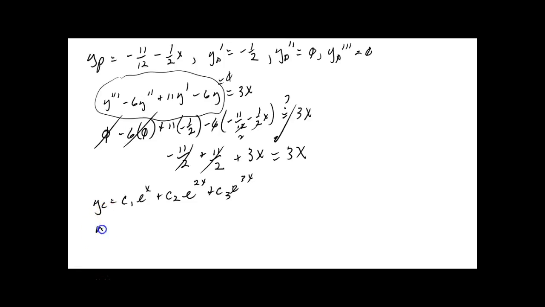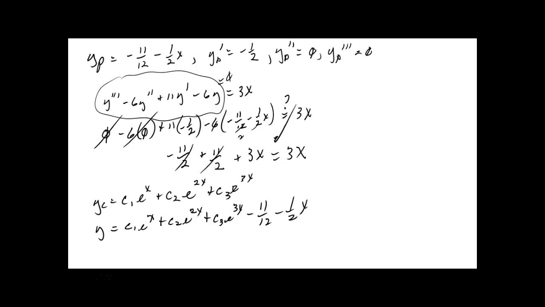So now the general solution for the non-homogeneous case will be the complementary solution, C1 e to the x plus C2 e to the 2x plus C3 e to the 3x, minus 11/12 minus 1/2 x. Your particular solution. Just plug that in at the end. No parameters. No constants, just plug it in, add it to the other, that's your general solution.